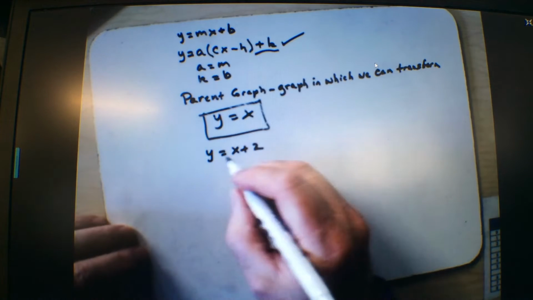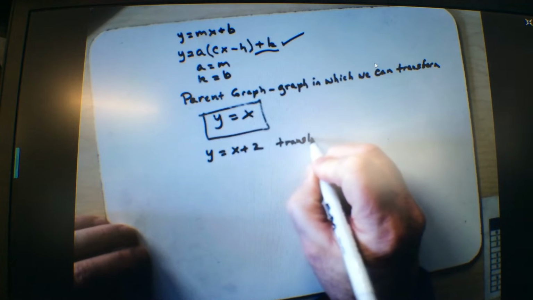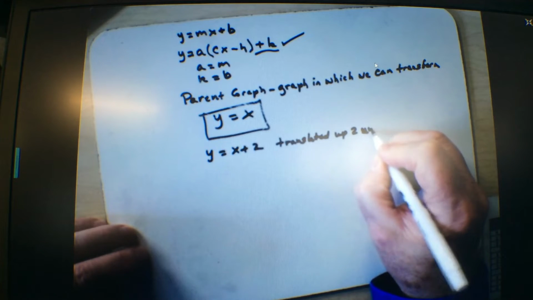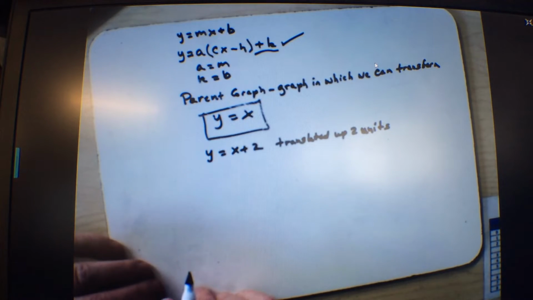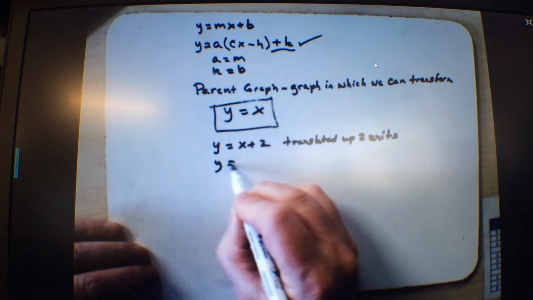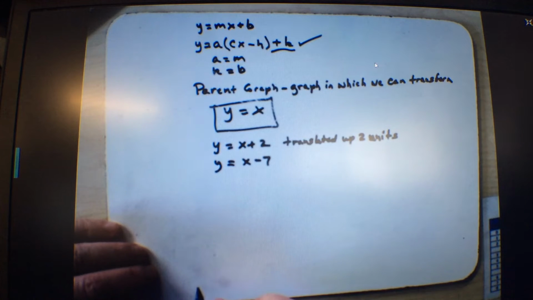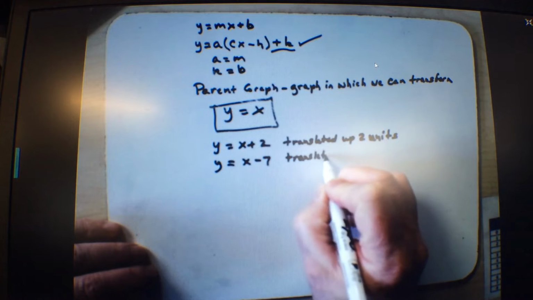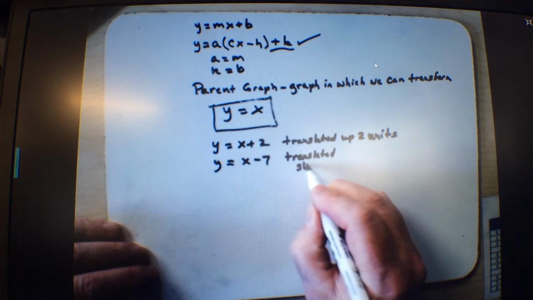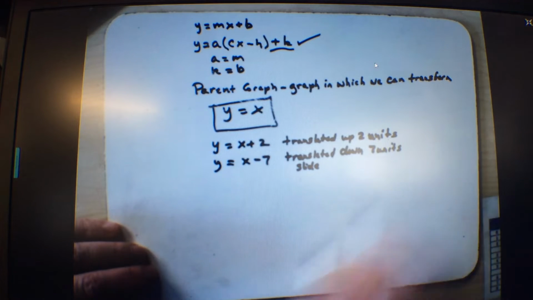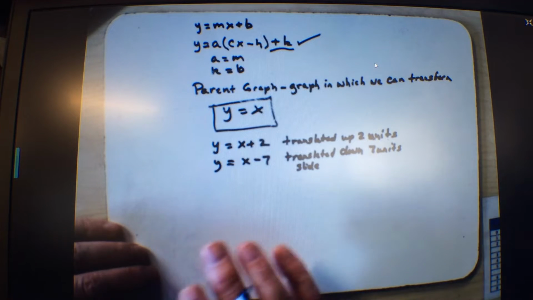So what we say is this is translated up 2 units. Would you please write that? Translated up 2 units. All right? Okay, so let's play. What if I did this? Y equals x minus 7. What would happen? It's translated. What does translated mean? Translated means a slide down 7 units. Tyra, do you understand that?